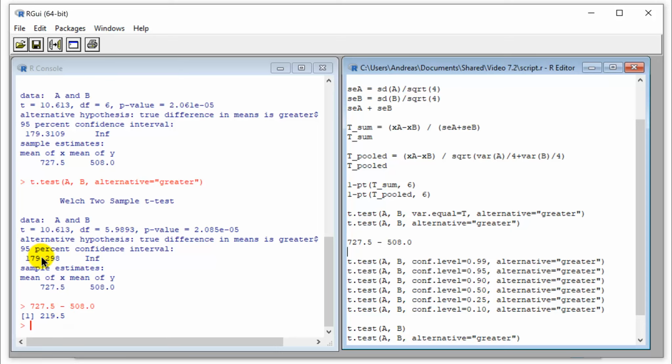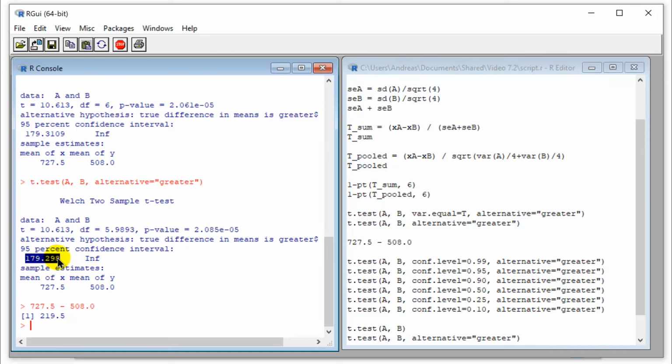And R is very helpful. It gives us a statistic that actually matters. So don't pay attention to this. Pay attention to this number. If we do a one-sided test, that number gives the minimum improvement that we can achieve with 95% certainty. So I get at least 179 kilograms per hectare improvement out of it with a 95% probability.